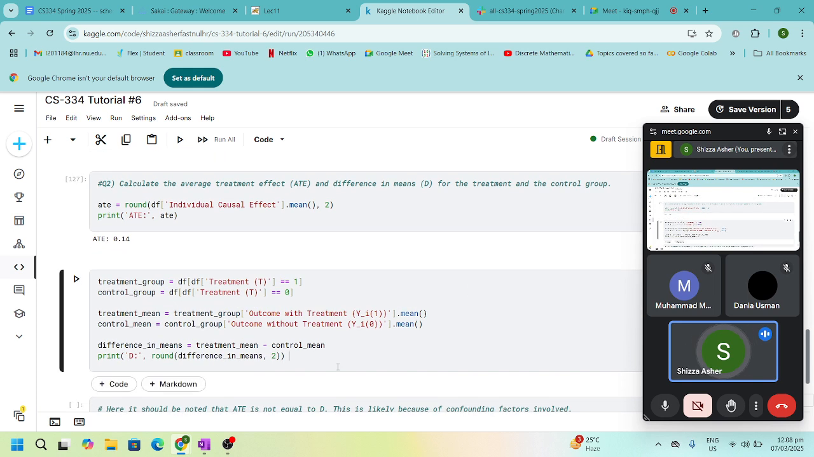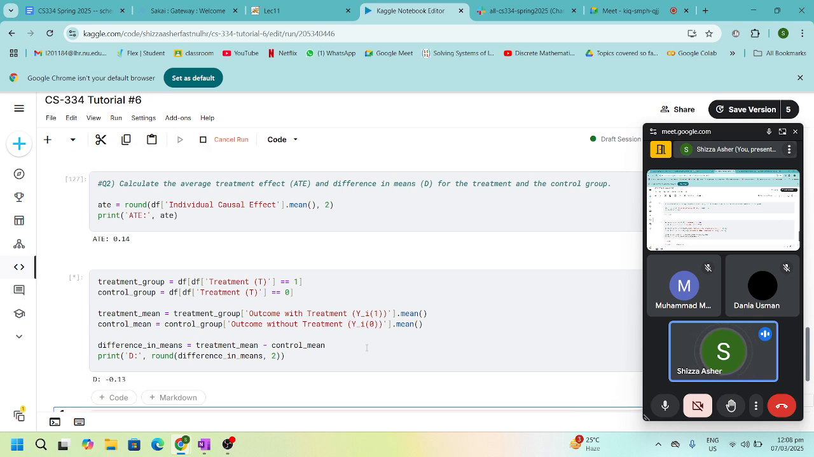And I have done precisely that over here. So I've separated it out into two groups, found the mean for each of those two columns for each group and then subtracted it, which gives me an answer of negative 0.13.